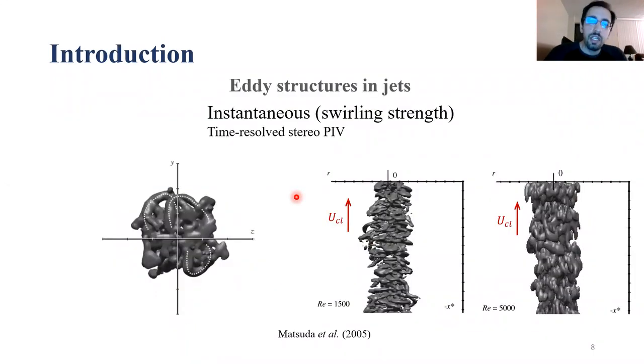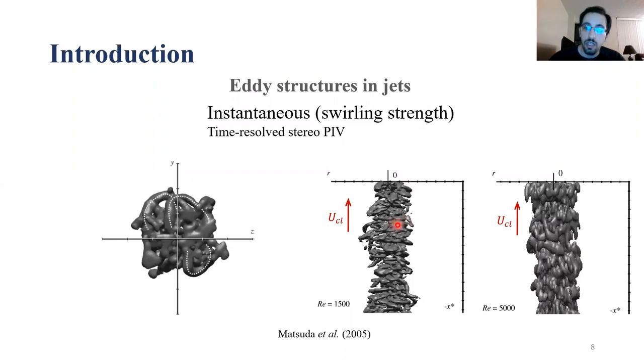But now we can take a look at the literature, what has been reported in terms of the eddy structures in jet flows. Here in the study of Matsuda et al., which is one of the few papers on the eddy structures in jets, they used time-resolved stereo PIV to capture the velocity components, and used swirling strength to visualize the hairpin vortices or eddy structures.